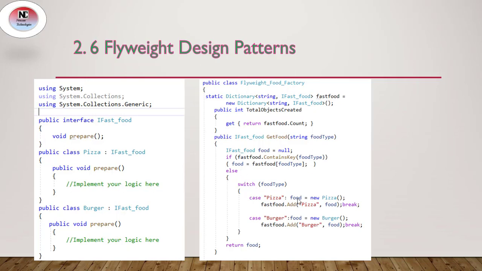And if it is not, then we check what type of food this is. If it is pizza, we create an instance of pizza and add it, so the pizza and its type will be added to the dictionary. If it is burger, we create an instance of burger and put that burger instance and its name into the dictionary.